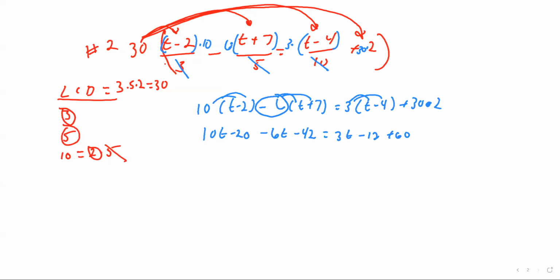So just like in the previous question, what's my next move? Just combine like terms. So I see I have a 10t and a negative 6t. That will turn into a 4t. I then see I have a negative 20 and a negative 42. So that would turn into a negative 62. Again, we are allowed the blue calculus, but I love how you're trying to do it in your head. That is where we're kind of trying to go to.